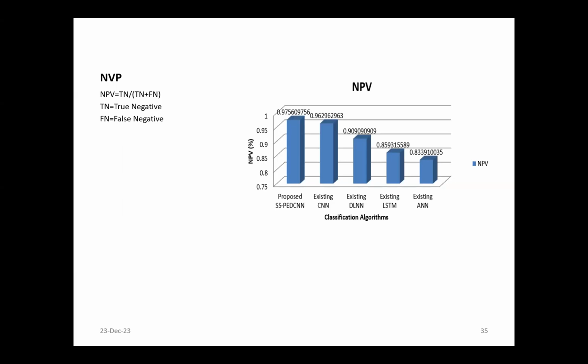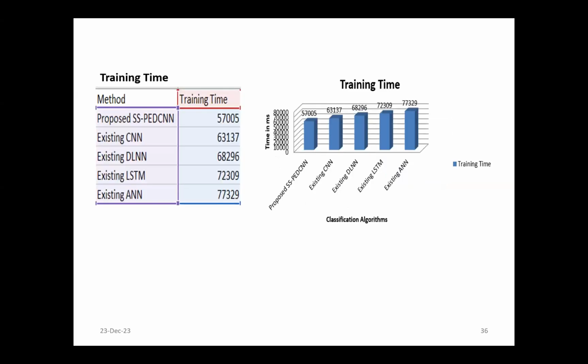We have also calculated the NPV, that is true negative divided by true negative plus false negative. Again, the proposed method gives better results. The training time taken by the proposed method is in milliseconds, that is 57005. When we run on different images or at different times, this time may differ, but again, it gives better training time compared to CNN, DLNN, LSTM, and ANN algorithms.